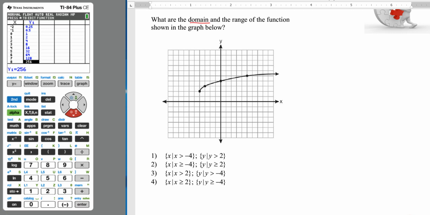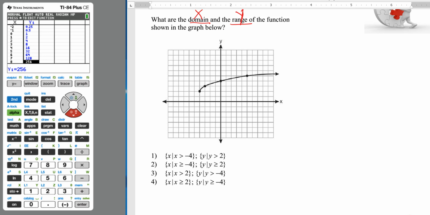What are the domain and range of the function shown in the graph below? So again, you have to know what domain and range mean and which axis to look at to find each one. So we know that the domain is x and the range is y.